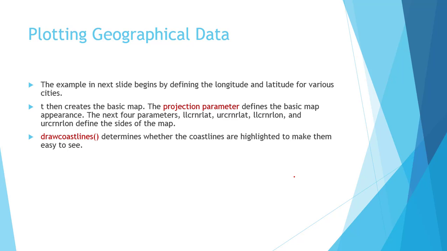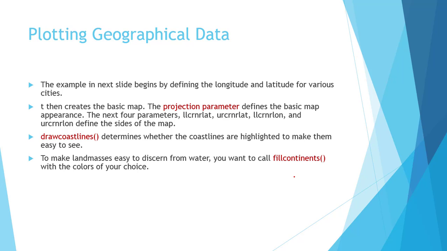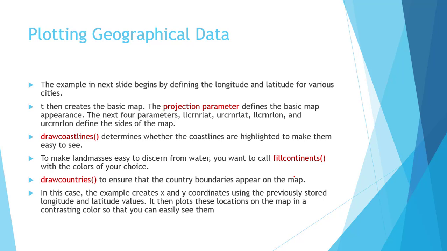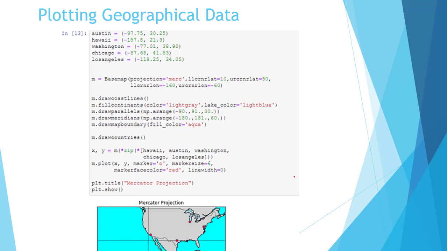There is draw coastlines, which determines whether the coastline is highlighted to make it easy to see, and next is fill continents, to make the land masses easy to distinguish from the water. We want to use fill continents with the colors of your choice. Then draw countries ensures that the country boundaries appear on the map. In this case, the example creates x and y coordinates using the previously stored longitude and latitude values. It then plots these locations on the map in a contrasting color so that we can see them easily. So this is the example of plotting geographical data.